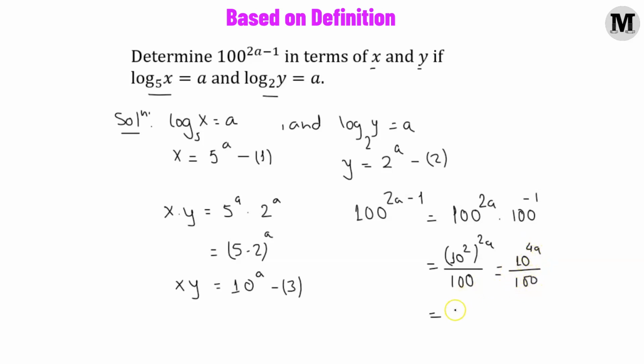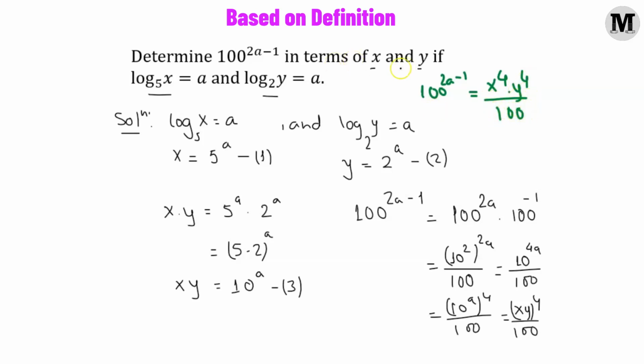Now 10 raised to the power of 4a is simply 10 raised to the power of a whole raised to the power of 4, divided by 100. This is done so that 10 raised to the power of a can be replaced with xy. So that means we have xy whole raised to the power of 4 divided by 100. So this is the final answer. Let's write it down. We have 100 raised to the power of 2a minus 1. So the final answer will be x raised to the power of 4 times y raised to the power of 4, whole divided by 100, and this final answer is expressed in terms of x and y.